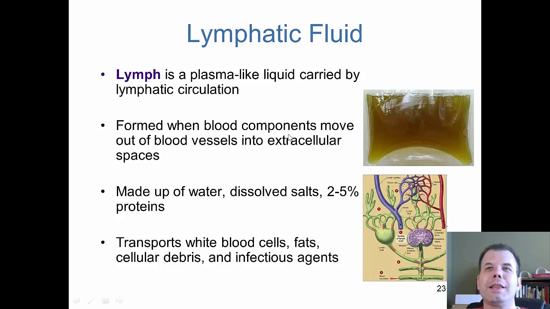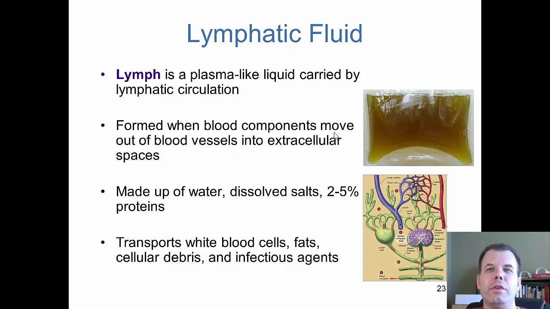Okay, now again, lymph is any extracellular fluid that leaves the vessels, and it gives you this yellowish green color. And again, it's very similar to what plasma is. It's got some components of blood. Again, it's made up of water, dissolved salts, and some proteins, and so that's what gives it its color. And again, it's just any extracellular fluid that leaves the blood vessel.